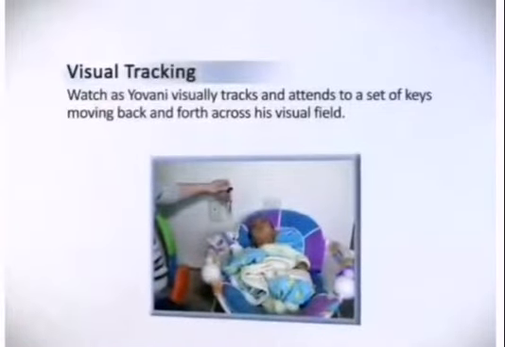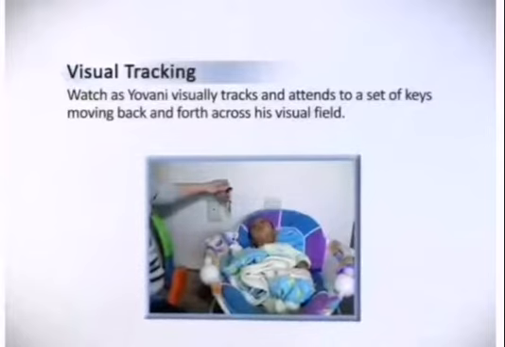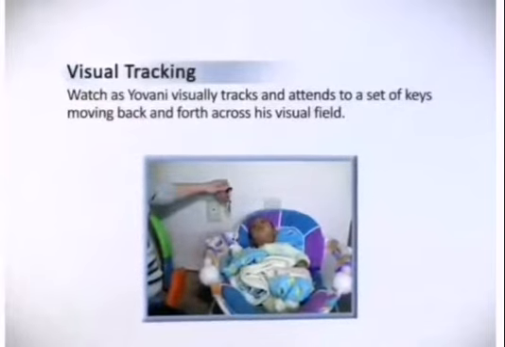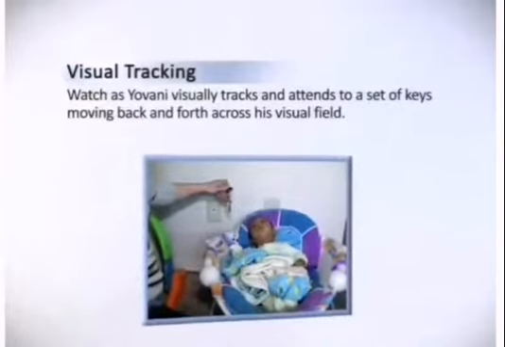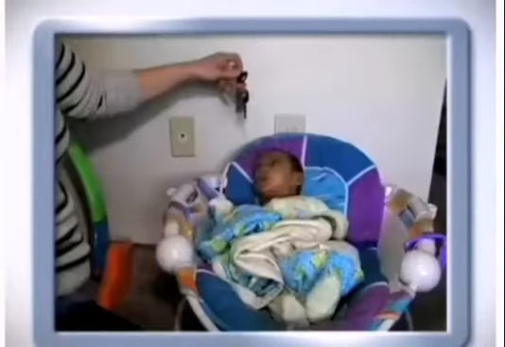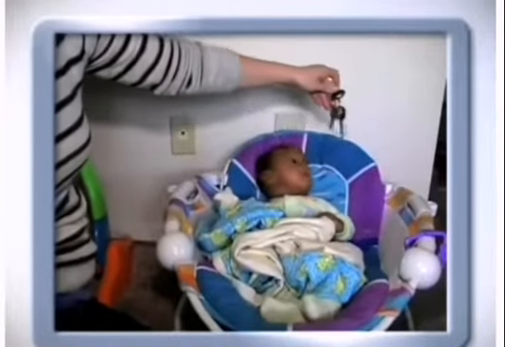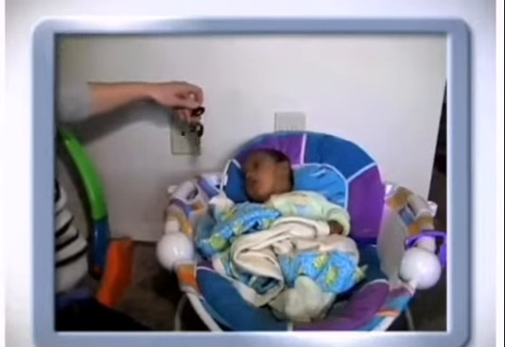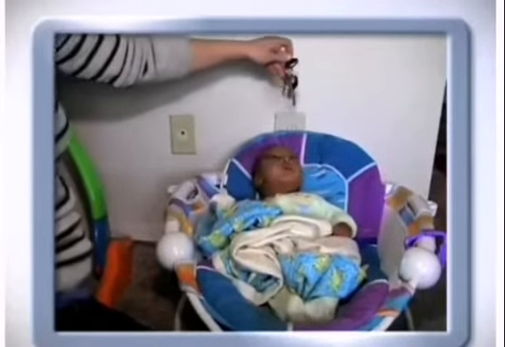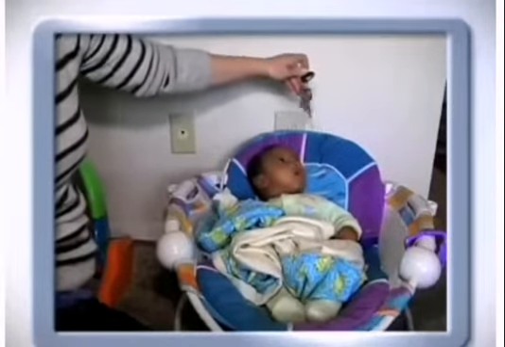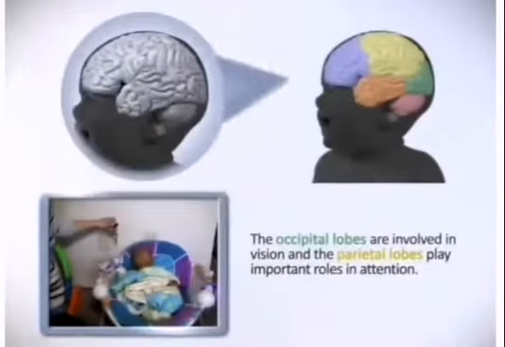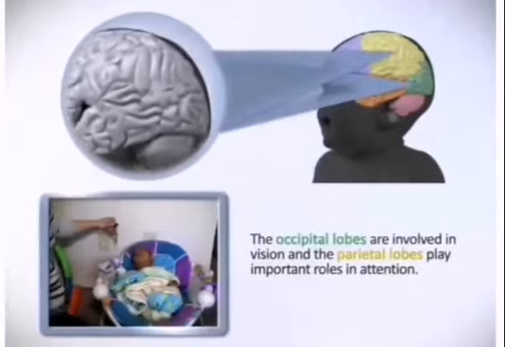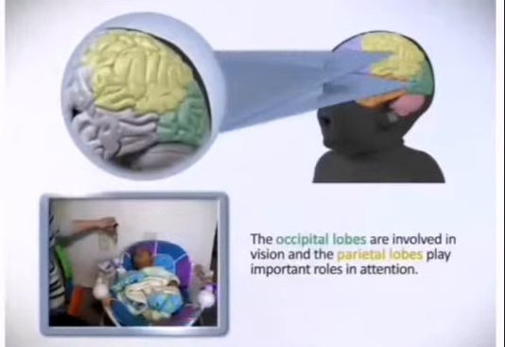Visual tracking. Watch as Giovanni visually tracks and attends to a set of keys moving back and forth across his visual field. The occipital lobes are involved in vision, and the parietal lobes play important roles in attention.